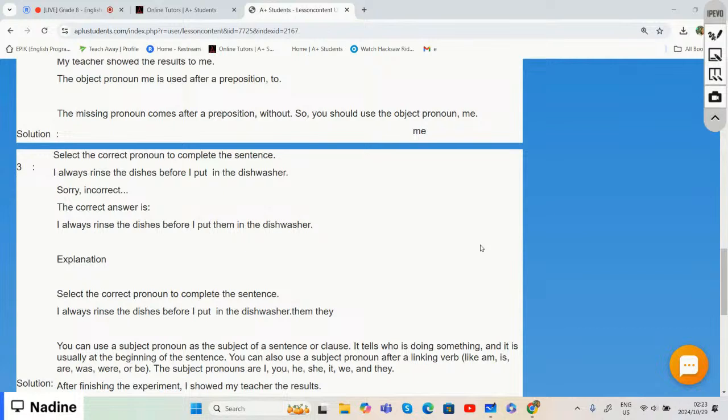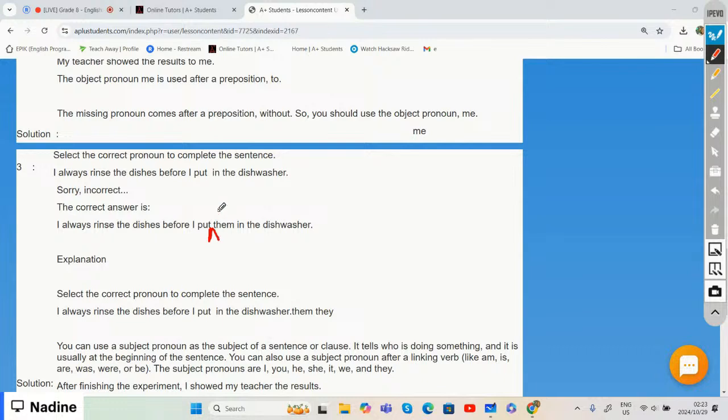All right, let's look at the next one. I always rinse the dishes before I put. We are not referring to the dishes, right? Do we say I put them or do we say I put they? I put them in the dishwasher or I put they in the dishwasher. Them or they.